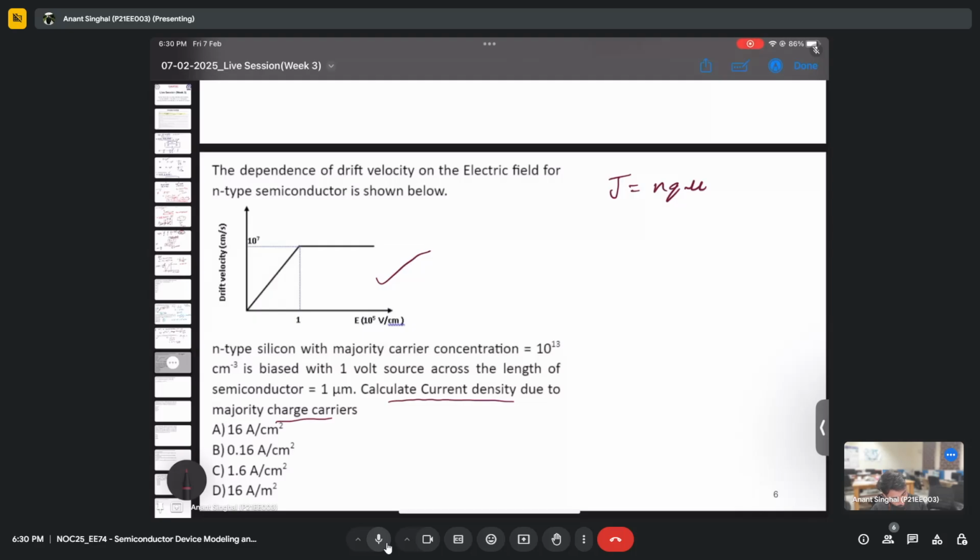Since this is n type, this will be mu n, and this comes from here. The current, we know that it is NEA VD, and VD is nothing but mu E. So NEA mu E. So if I write I by A, this is the density. So NE, what are we left with? Mu E. So NQ mu is the current. I have written something wrong or what?